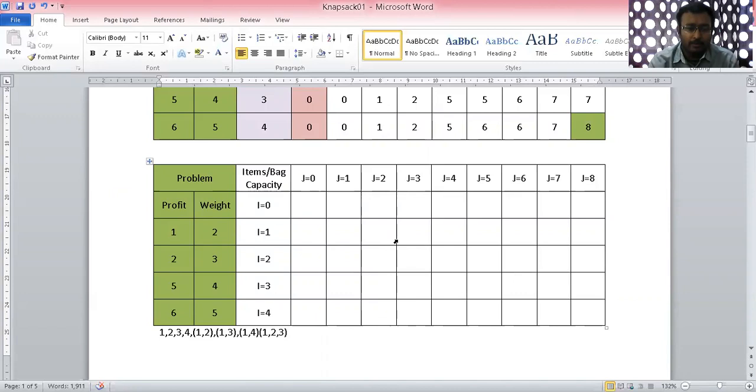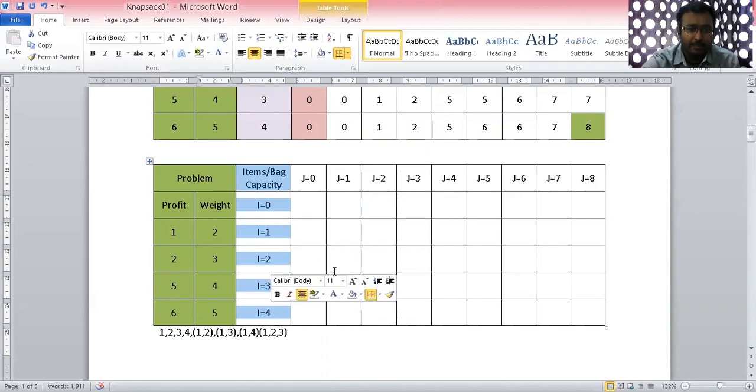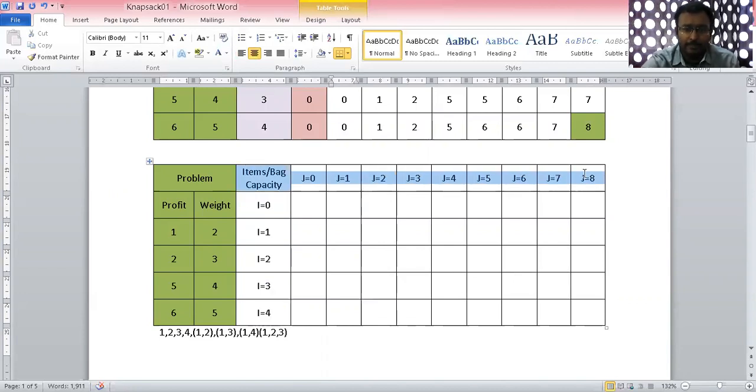So in this table, there is the problem given to you, that is profit, weight, and the row. This row represents the item we are considering, and the column represents the bag capacity. Now, we are also considering item equal to 0, that is without adding any items. What do you fill in those boxes of the table? When i is equal to 0 or j is equal to 0, or both i and j are 0, then you fill those boxes with value 0.